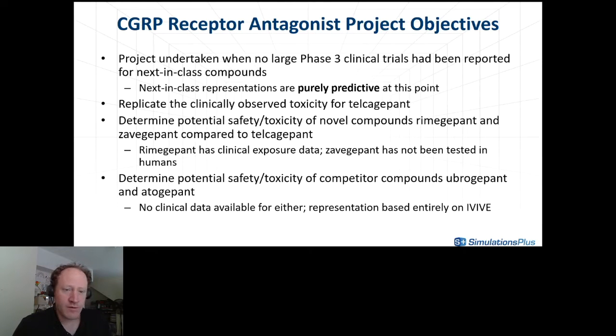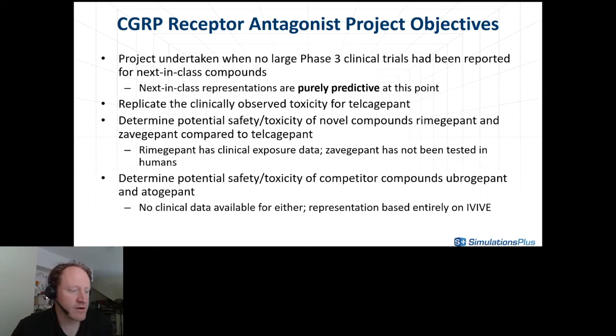What they wanted us to do is replicate what we saw for telcagepant, and then determine whether their compounds, rimegepant and zavegepant, would be toxic or non-toxic. In the case of rimegepant, they had gone through a phase 1, so we had some clinical exposure data. Zavegepant had not been in humans yet, so that was entirely IVIVE at this point.